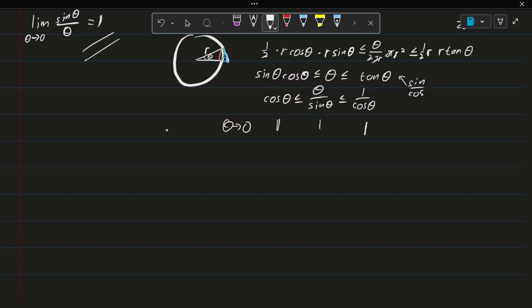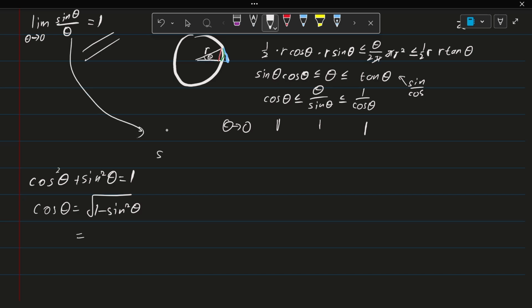So now let's try to find the idea of cosine theta for small angles. Cosine theta has the property that cosine squared theta plus sine squared theta is 1. So we could write cosine theta as the square root of 1 minus sine squared theta. For small values, sine theta is pretty close to theta. So we could almost write it as the square root of 1 minus theta squared. And using the binomial theorem, we could write this as 1 minus half theta squared plus some other stuff.